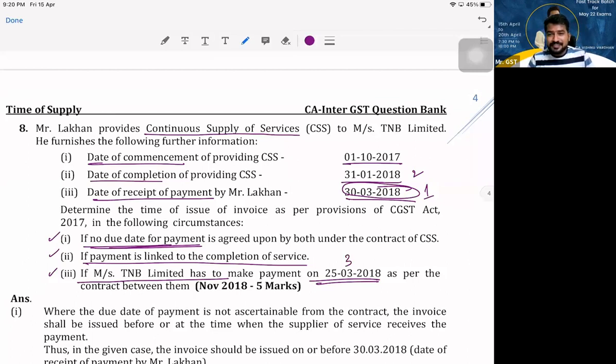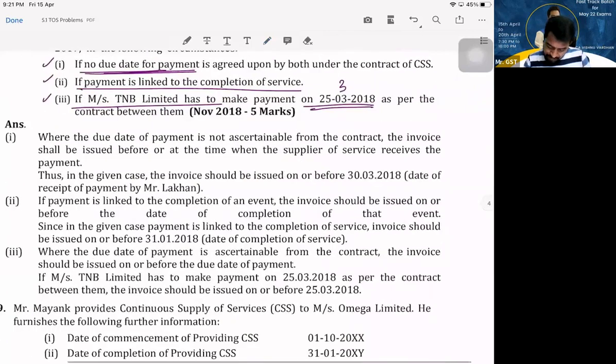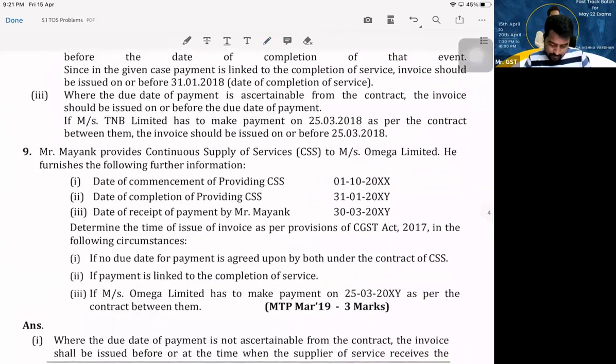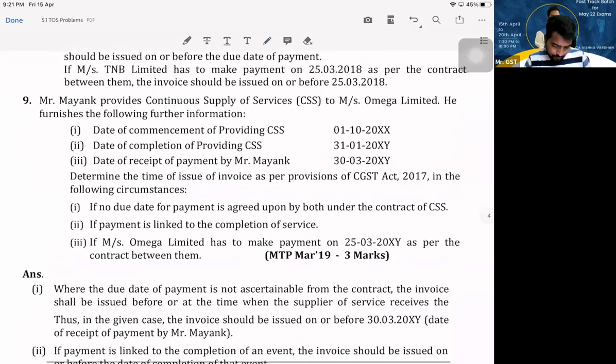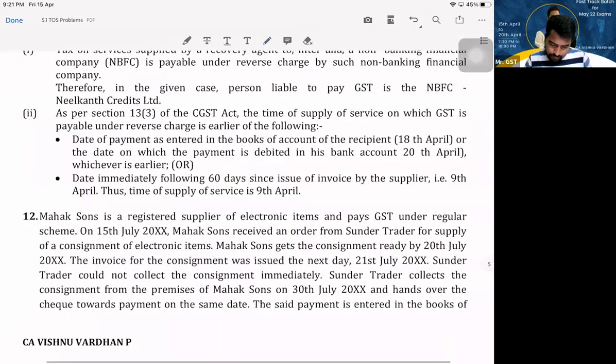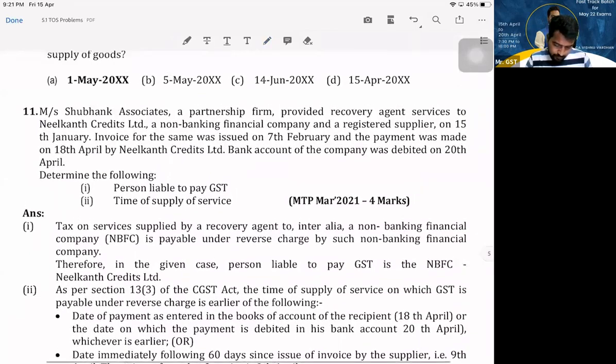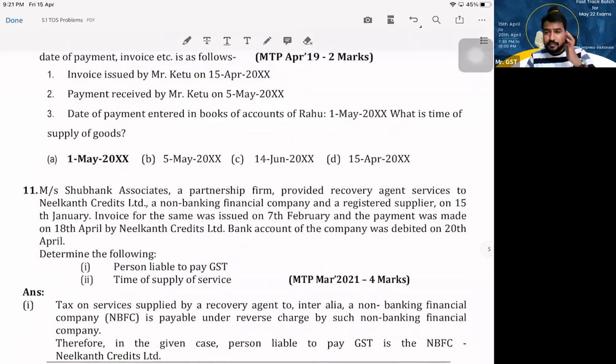I have a small doubt. Is it worth enough to give 5 marks at least for the question? Fine. Okay, coming to the point. Is that clear? There were cases where it was tested for 3 marks also. See again now, MTP March 19, it was a 3-mark question. Right. Is that clear? Shall we proceed?